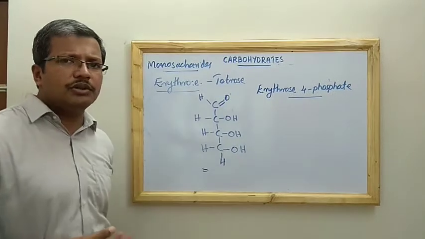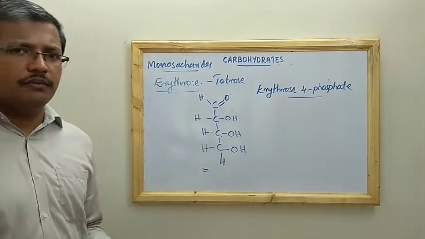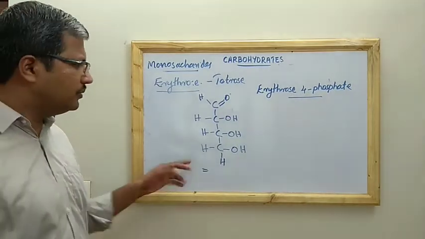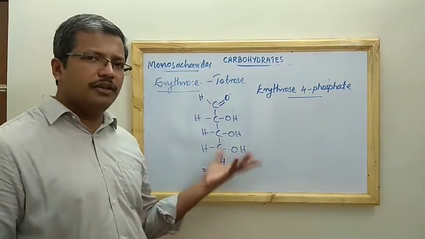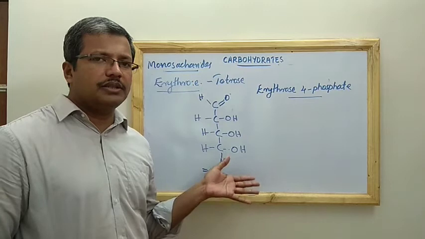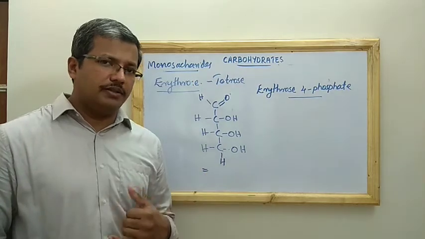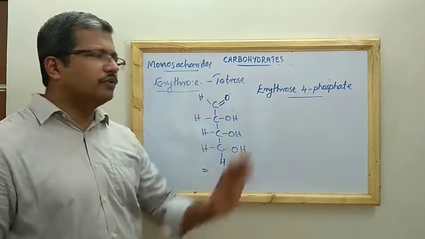And you can easily draw the structure of erythrose 4-phosphate. You just try it, okay? Because you just want to add a phosphate group at this particular carbon. That is erythrose 4-phosphate. We have just learned glyceraldehyde 3-phosphate. In the same way, it is erythrose 4-phosphate.